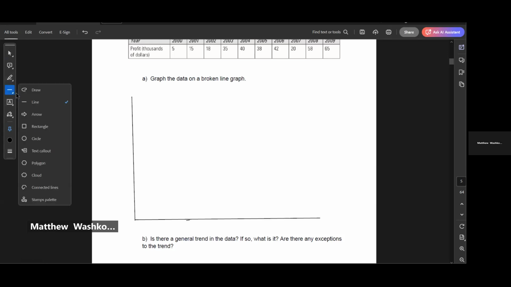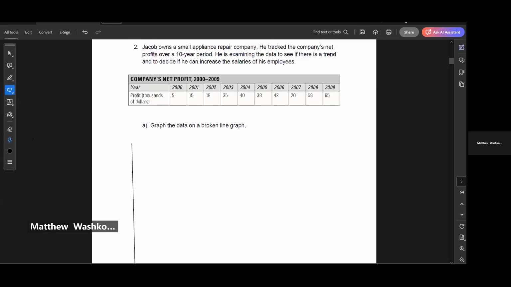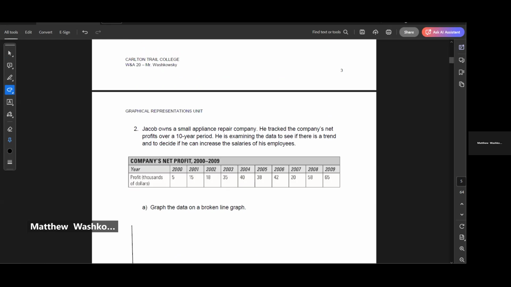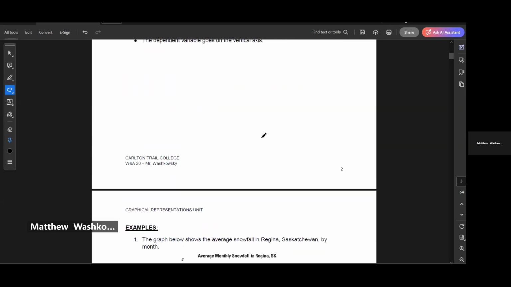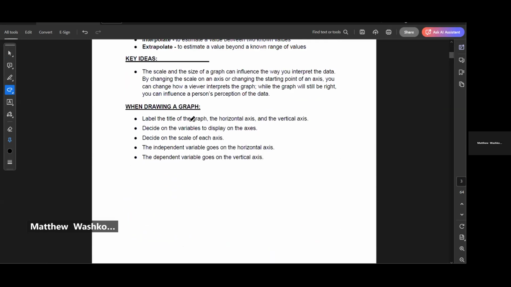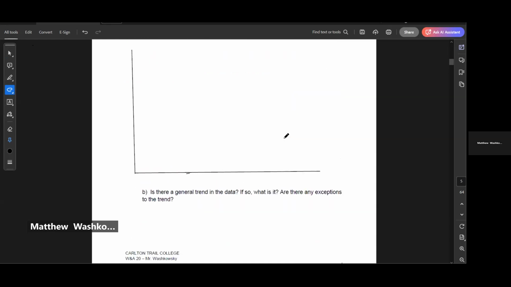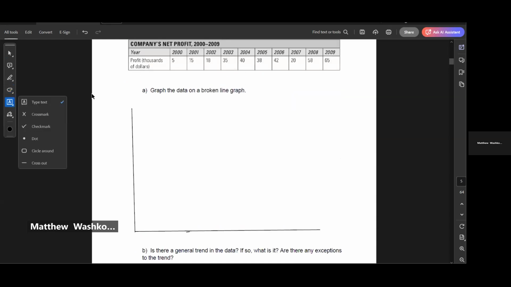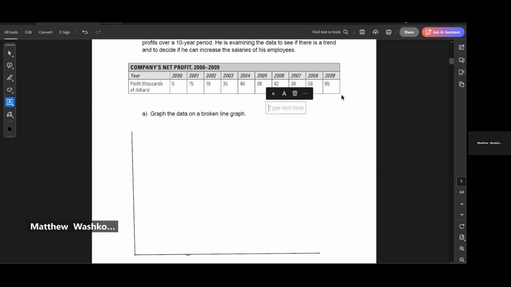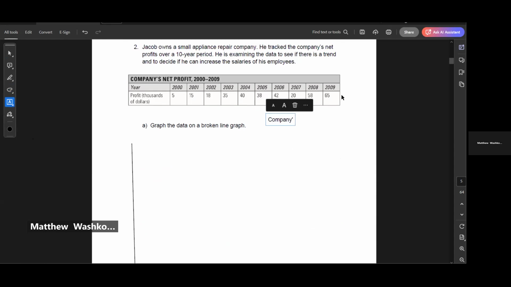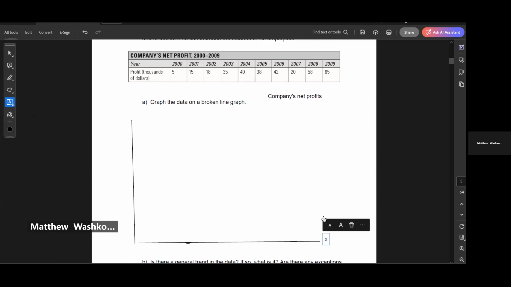So next thing I'm going to do here is, just like what I said up top with our instructions, in fact, I'll just show you on this screen, make your life easier. I'm going to label the title of the graph, the horizontal and the vertical axis. So the title of the graph we're going to say is, I don't know, the company's net profits. We're going to say that this is our x-axis. This is our y-axis. Cool.